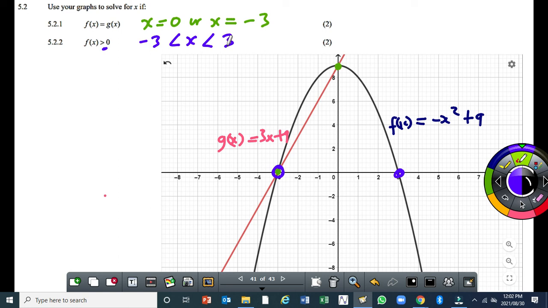Remember, f of x is the quadratic function. So above the x-axis, the y values are positive. That is in the first quadrant and the second quadrant.